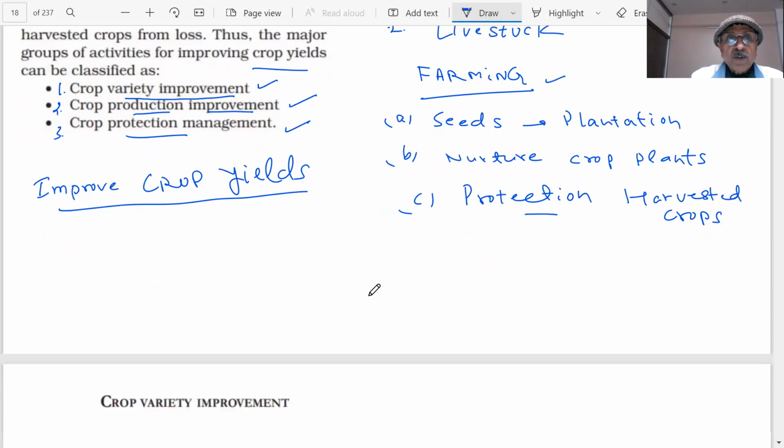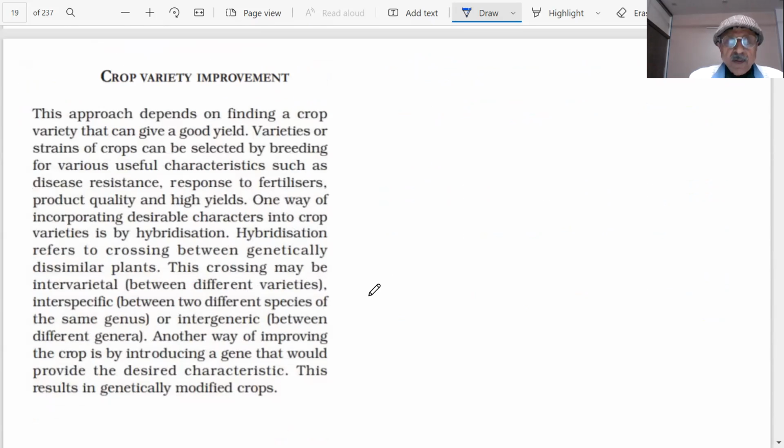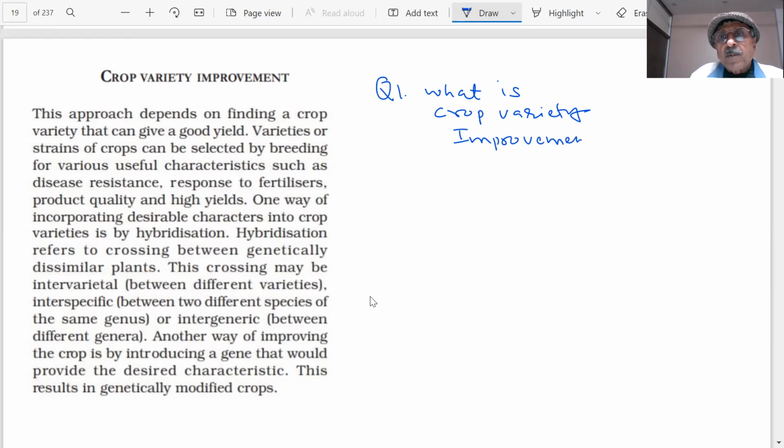Let us see what else we can do now. The first thing we are saying, crop variety improvement. What first question will you ask, students? The first question is, what is crop variety improvement? The variety of the crop, I'm saying, means there are different varieties of the crops. There are some better, some more better, best. So what we want to do, this approach depends on finding a crop variety that gives a good yield. You will search for a crop variety which will produce good yield.